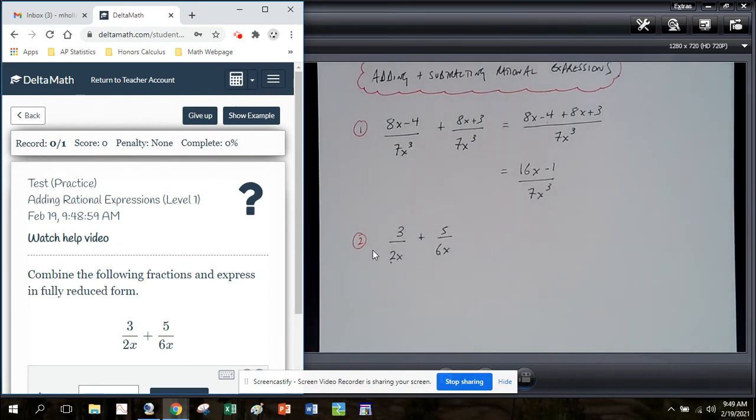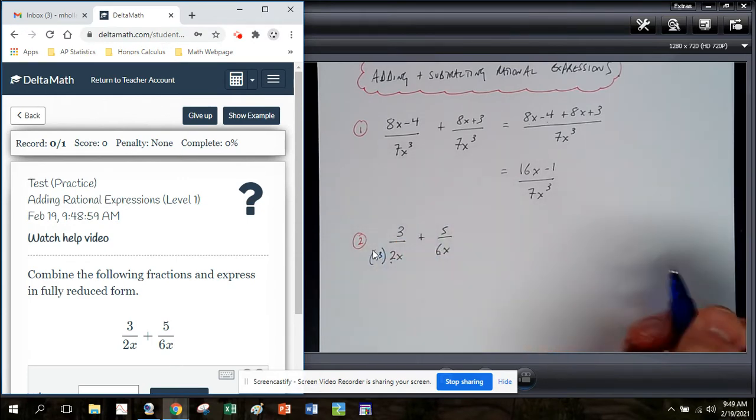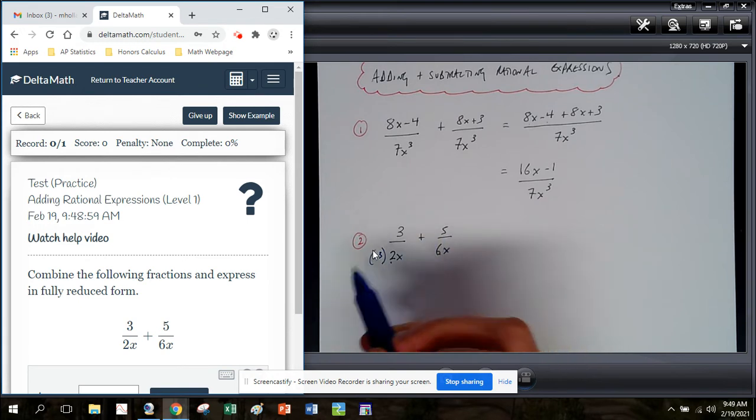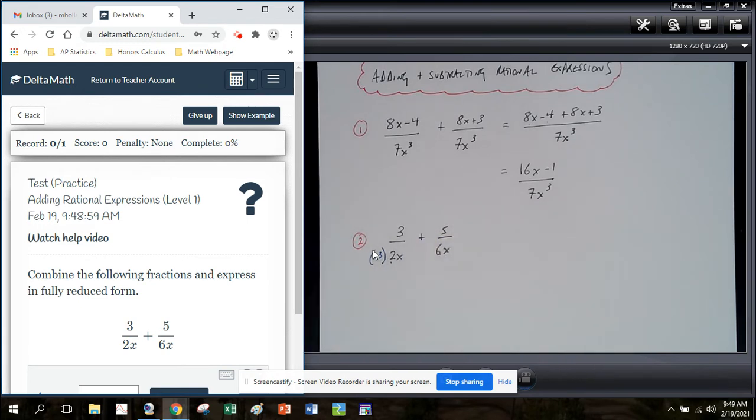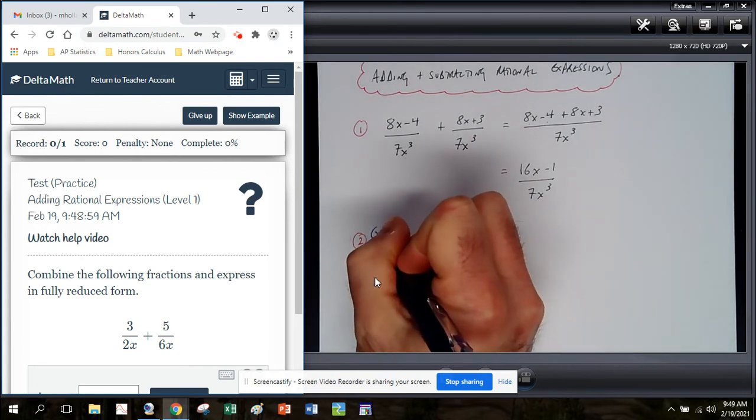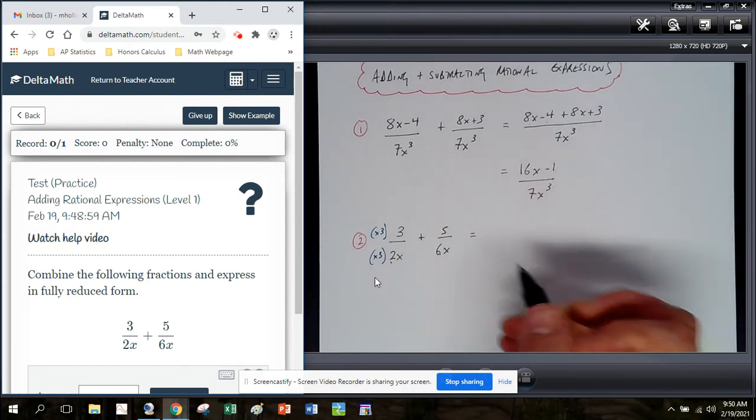So how can I get this 2 maybe to look like the 6? Well, one thing I can do is multiply by 3. So if I multiply that by 3, 3 times that 2x will give me the 6x. But remember, whatever you do to the bottom, you have to do the same exact thing to the top as well. So if I'm multiplying the bottom by 3, I need to multiply the top by 3 as well. So let's go ahead and see what we get.